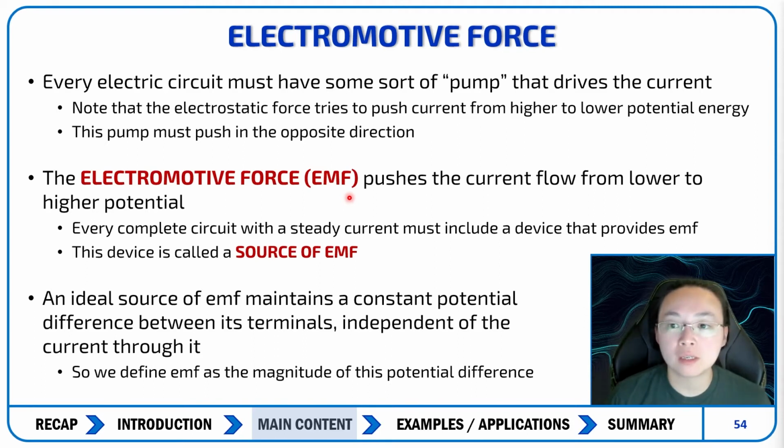Every complete circuit with a steady current must include a device that provides an EMF, and that device, which could be a battery, is called the source of the electromotive force. An ideal source of EMF must maintain a constant potential difference between its terminals, like a 12-volt battery, independent of the current through it. So we have to define EMF as the magnitude of this potential difference.